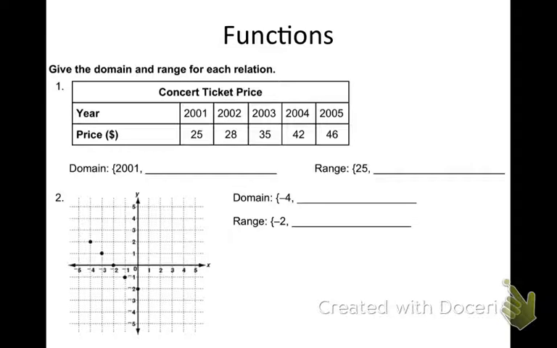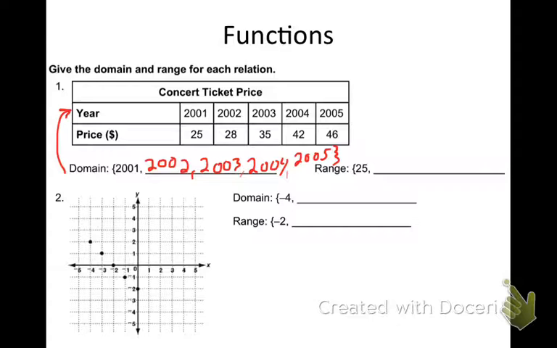So let's look at the first one here, number 1. It says give the domain and range of each relation. The domain is my x values here. I'm talking about the year. It starts off at 2001. What is the next value of my domain here? Jace, what's the next value? 2002. And then comes what? 2003. And then comes 2004. And lastly, 2005. Nice job. And I put that all within a set of numbers.